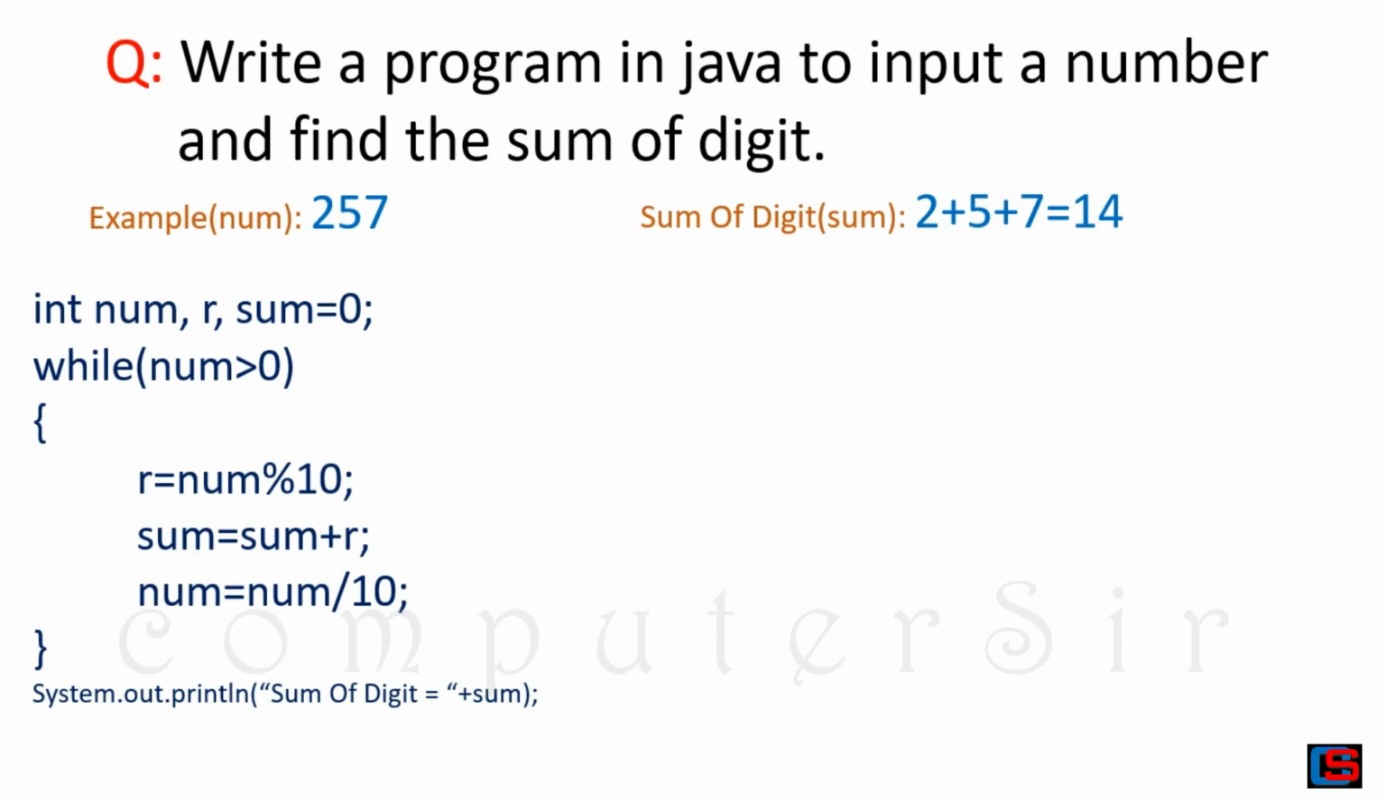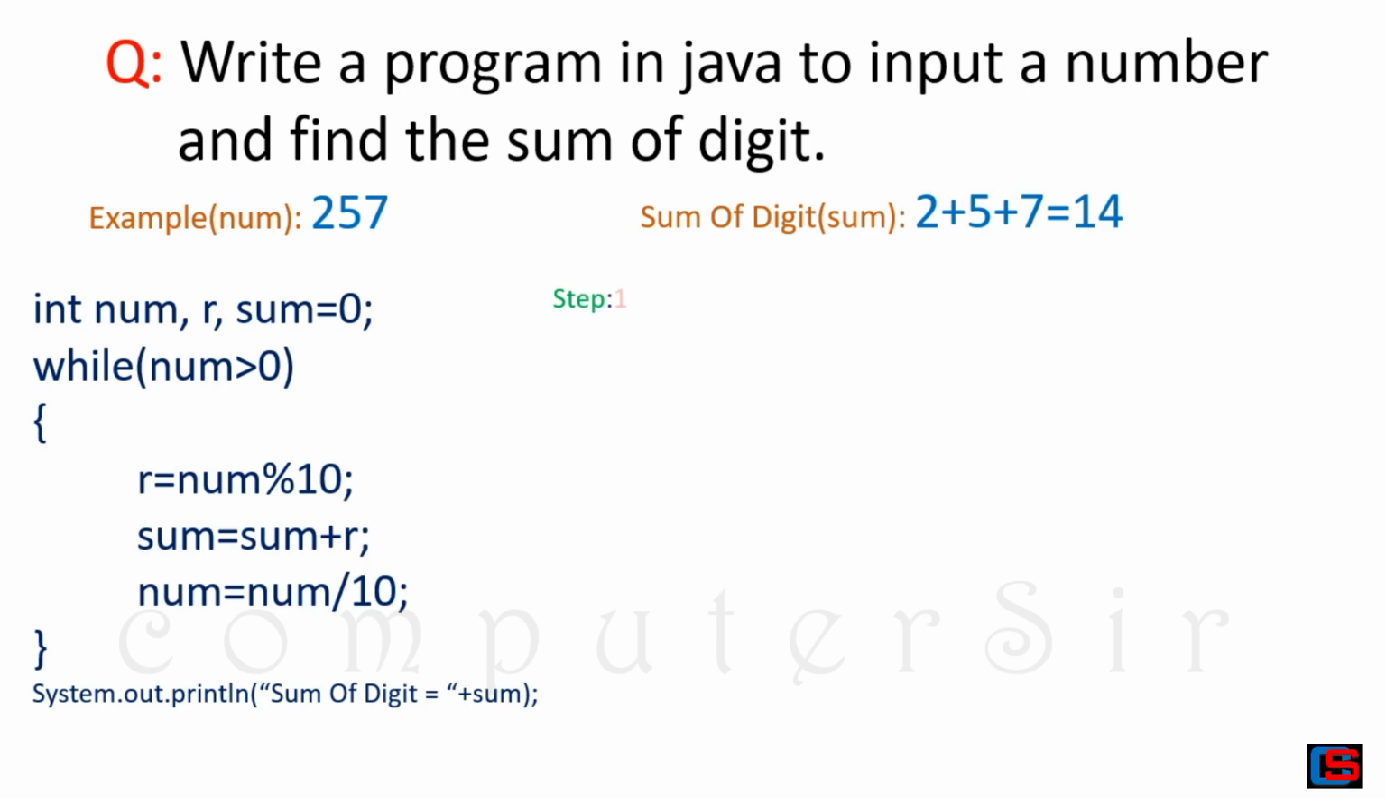And then the digit is summed up in the variable sum, and num is decreased: num equals num divided by 10. It works as a decrement of this loop. Okay, then after completing the loop, I just print the sum of digits. So let's see how it works. I'm going to dry run this program first.